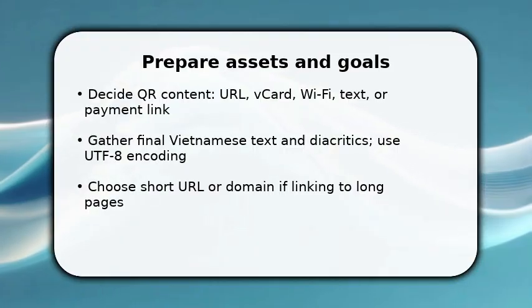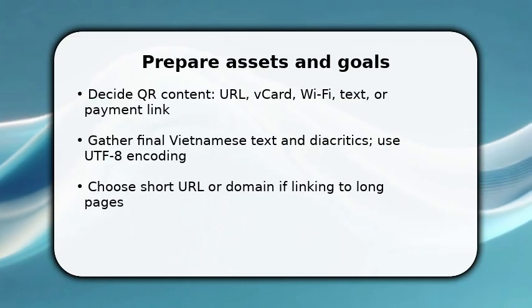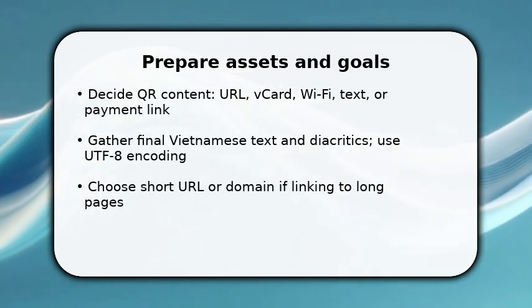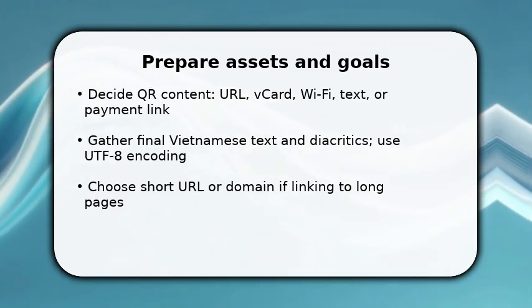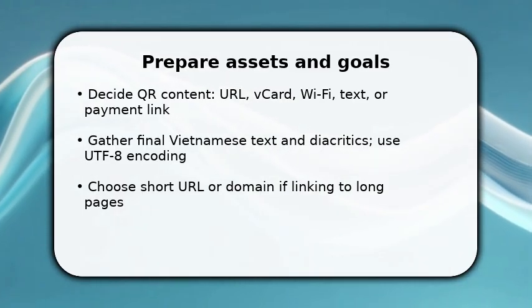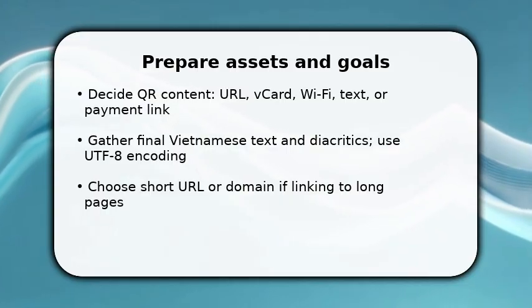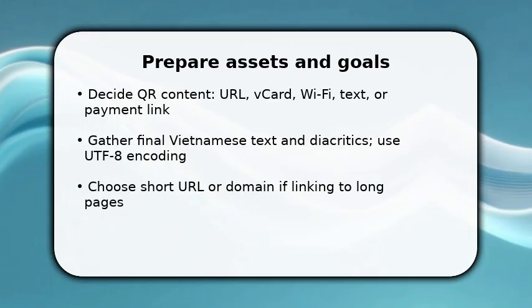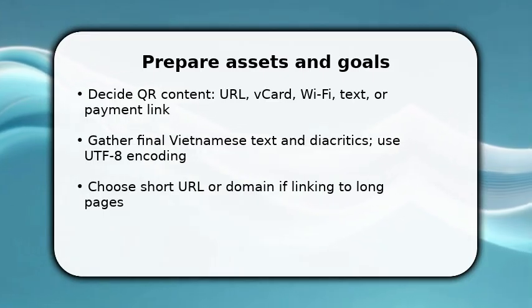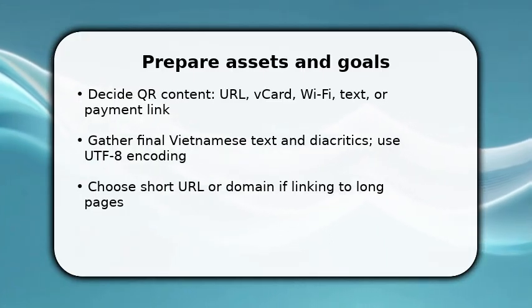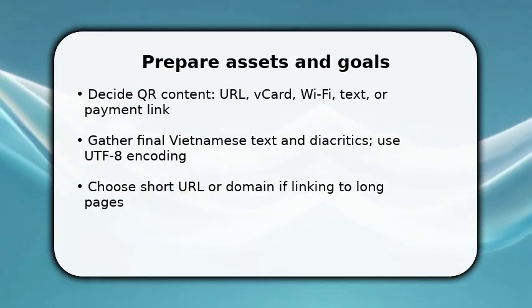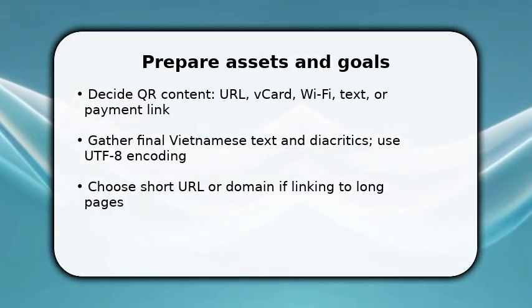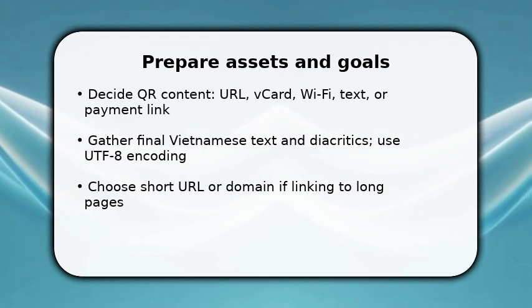You start by clarifying what the QR will deliver and why. Pick a content type: URL, vCard, Wi-Fi credentials, or payment link, and prepare the final Vietnamese text with correct diacritics so readers see accents properly. Once done, shorten long links or select a reliable domain to keep the QR simple and scannable. Make sure to use UTF-8 encoding when pasting content. These steps reduce errors later and ensure scanning apps display Vietnamese correctly and quickly.